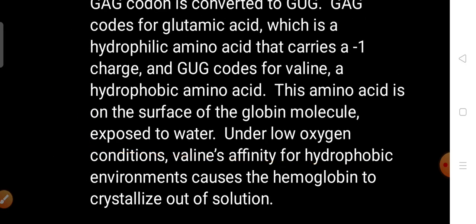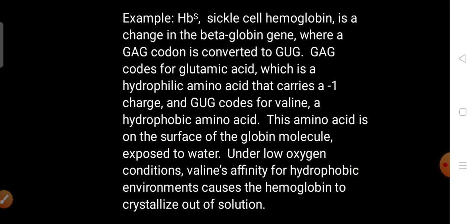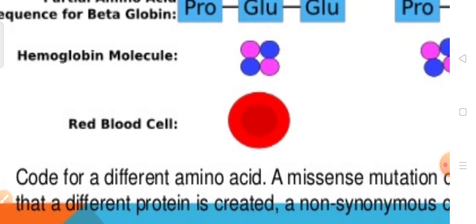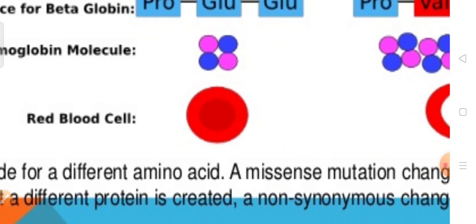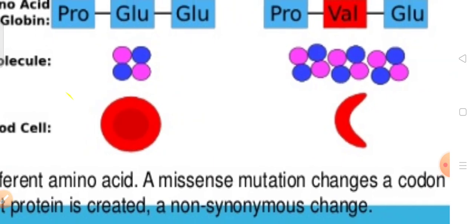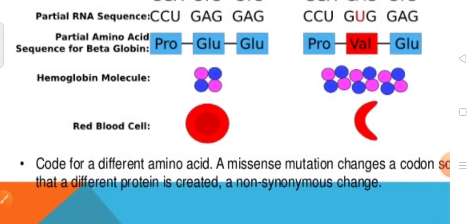When glutamic acid is replaced by valine, under low oxygen tension, the patient may have various kinds of problems, because in sickle cell anemia the RBCs are sickle shaped and their lifespan is very short. They have low oxygen carrying capacity. Under low oxygen tension, they generally degenerate. You can see in this diagram, the RBC of a person with normal hemoglobin is round, and that of people having sickle cell anemia is crescent shaped. Crescent or sickle shaped, we call it.